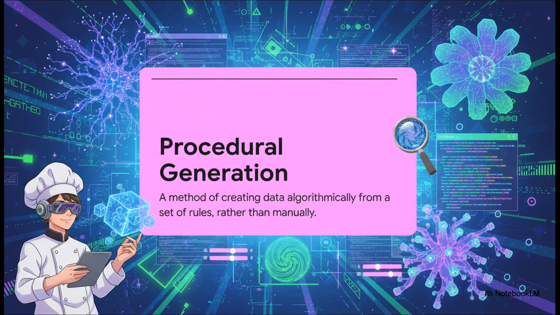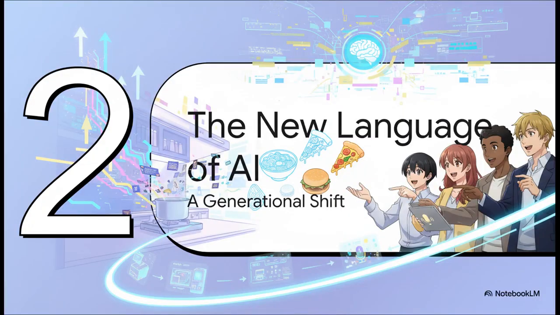Now, this method actually has a name. It's called procedural generation. It really is like giving the computer a recipe instead of a finished meal. And the incredible advantage here is that you can change just one tiny ingredient in that recipe. Let's say the length of the strands or the amount of randomness, and the entire complex model updates instantly. It's incredibly powerful. But what if you could skip writing the recipe? What if you could just describe the meal you want?